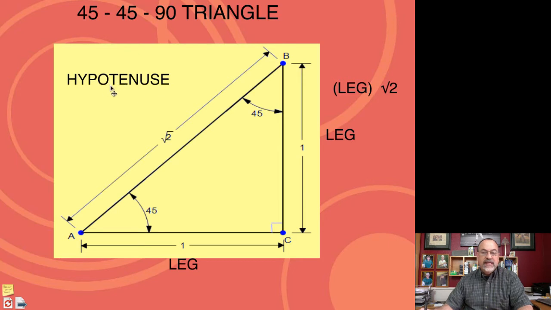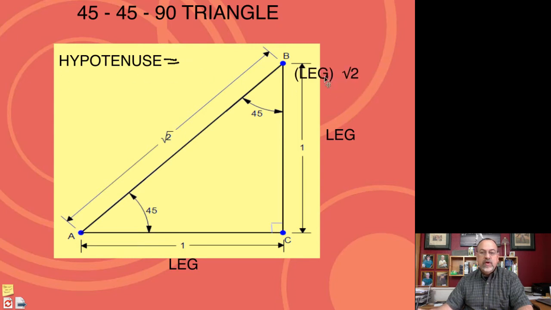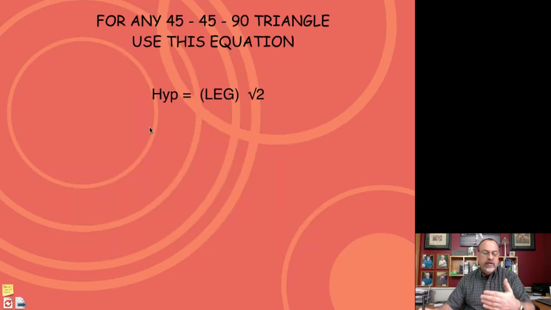What this does is establish a relationship that's always true for every single right triangle that's a 45-45-90. That relationship is that the hypotenuse is always equal to the leg times the square root of 2. So if I have a 45-45-90, the simple equation I can always keep in mind is that the hypotenuse will always equal the length of the leg times radical 2. So this gives us this little equation: the hypotenuse is equal to the leg times the square root of 2.